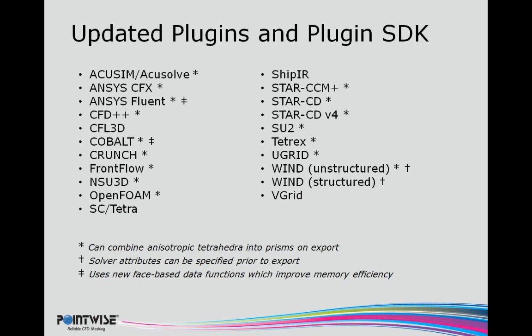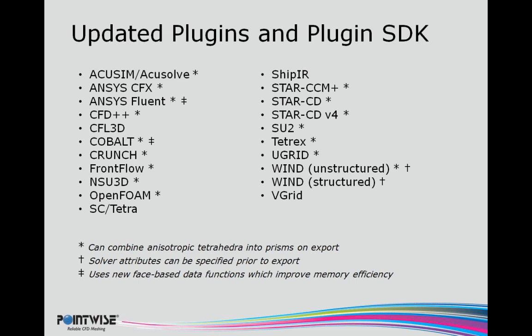This ability to combine anisotropic tetrahedra into prisms can yield up to a 66% cell count reduction for your grid. So I encourage you, if you're using these solvers, to please try out this feature and see how it works for you. And as you can see, there's at least, I think, 16 solvers here that now support this feature.